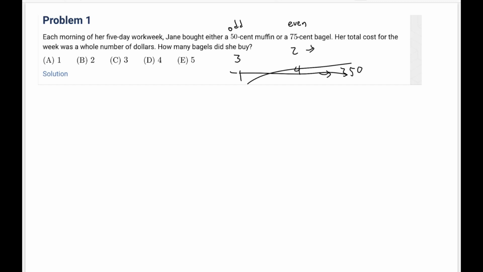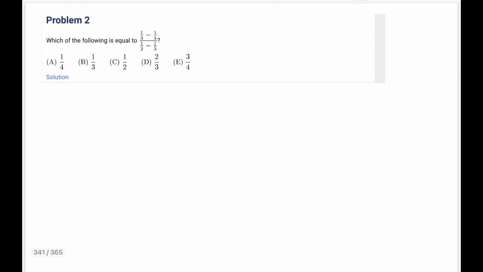So 2 bagels would be 150 cents plus 50-cent muffins times 3. That would be 150, this is 300 cents. So it's a whole number of dollars. So she bought 2 bagels. The answer is B. Number 2, which of the following is equal to 1/3 minus 1/4 over 1/2 minus 1/3?